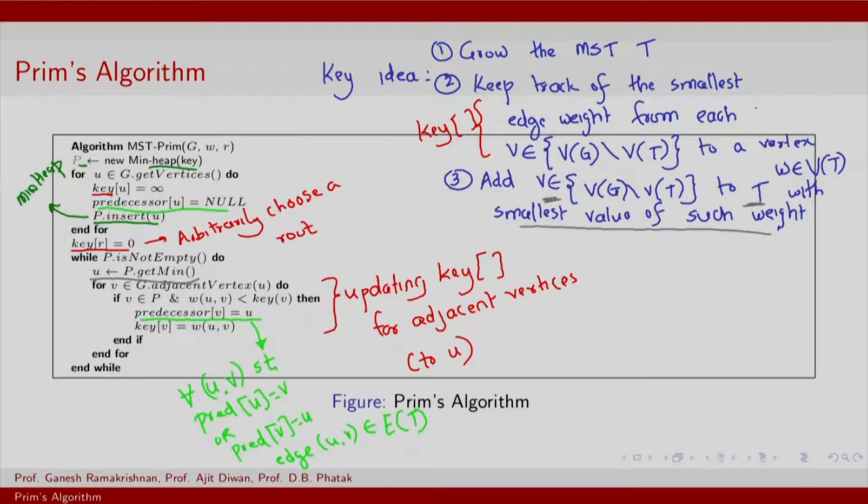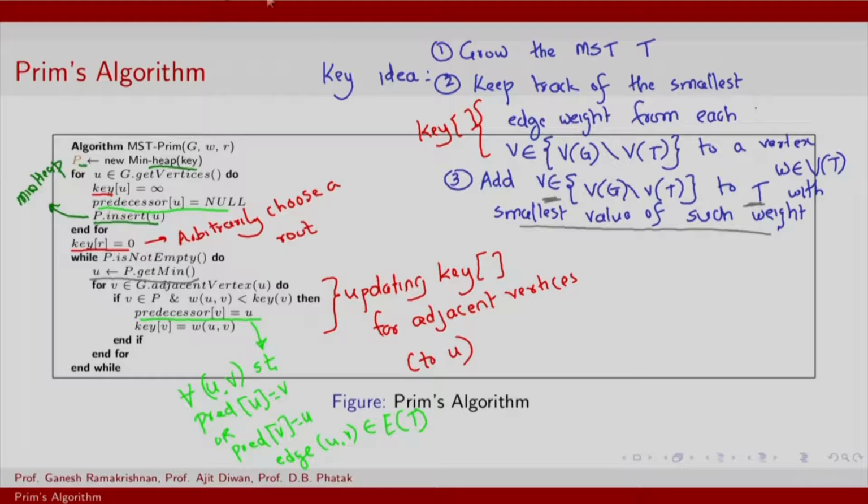What ensures correctness of this algorithm? Well, the loop invariant for this algorithm is as follows. You can guarantee that in each iteration of the while loop, the vertices that are already placed into the minimum spanning tree are basically those which are not in the priority queue P but are in V.